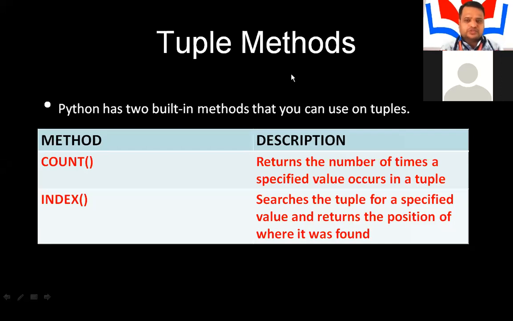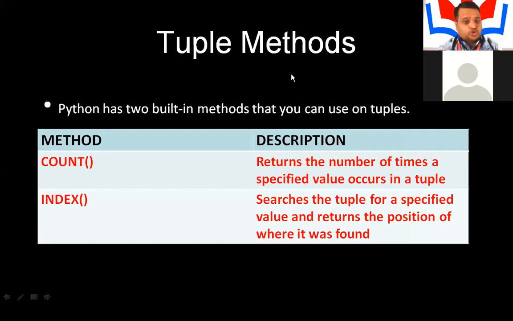Why are we going to use only two methods for the tuple? Because in the beginning of this chapter I specified that the tuple is immutable. Immutable means we cannot modify the content. So in order to modify the content, we will be converting the tuple into a list. That's why only a limited number of methods are specified for the tuple.